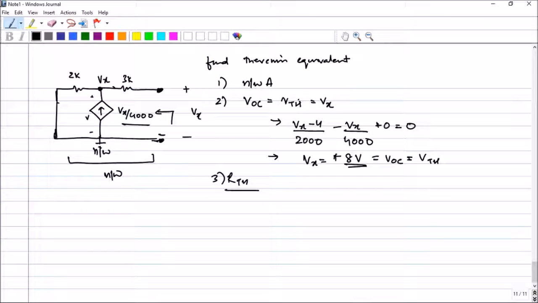Dependent sources you cannot kill because they are always dependent on other parameters. Therefore, in this case I cannot solve it using a direct resistance technique. These are not in series, not in parallel. I am confused now. I don't know what to do.